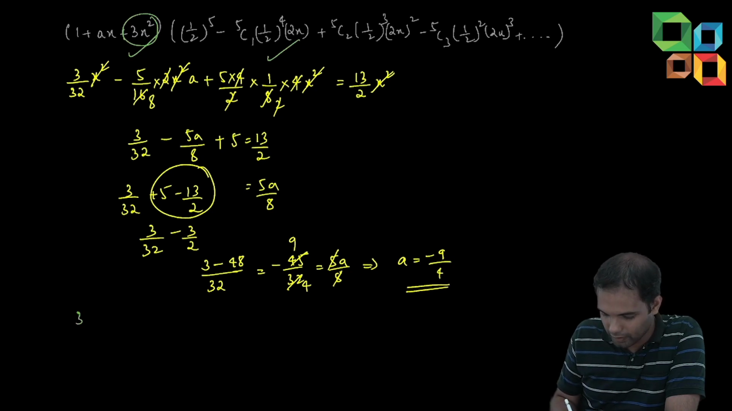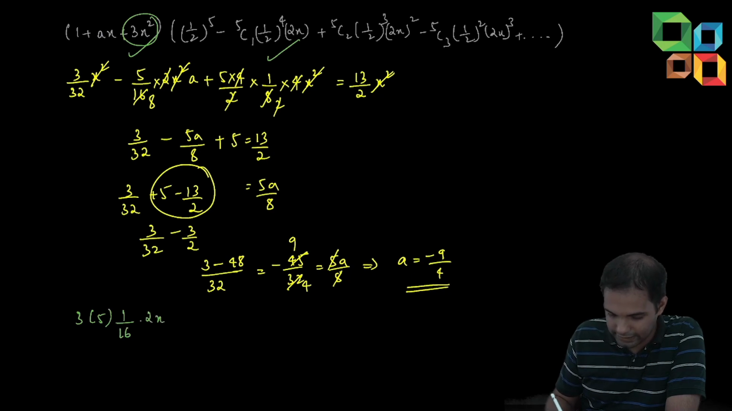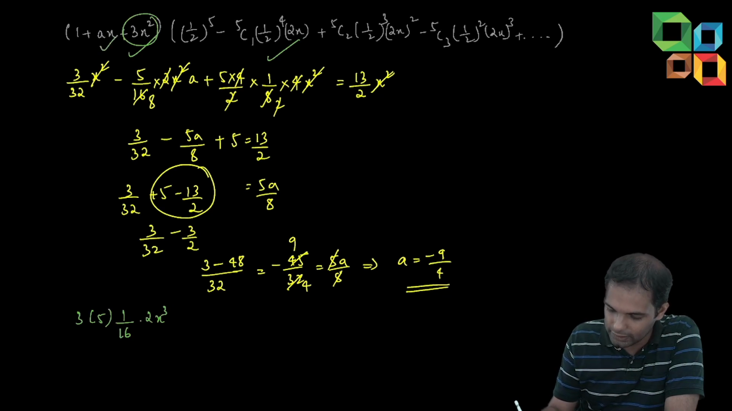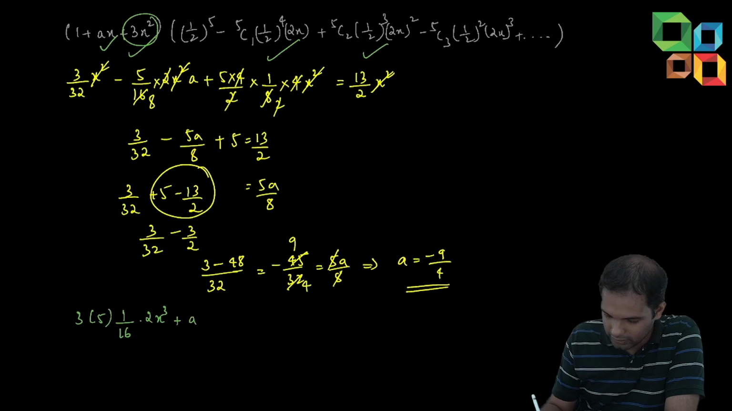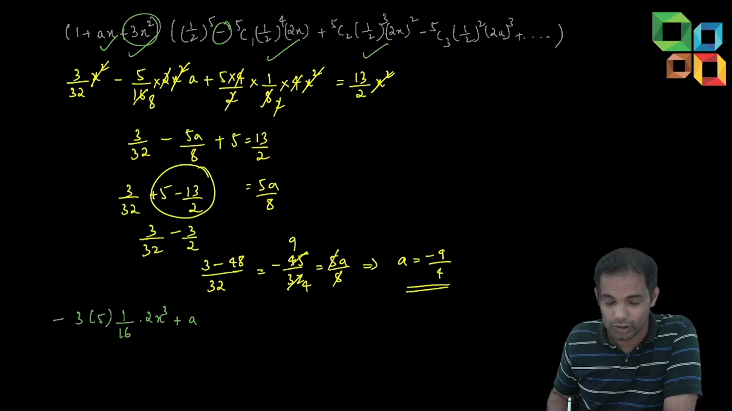3 into 5c1, which is 5, into half power 4, which is 1 by, say, 16, into 2x. Now, this is x here, and this is x square there, so total x cube. Anyway, we're figuring out x cube terms. Next is this x into x square term. So I'll get a. Let me write a first. One thing we forgot here, there's a negative sign, so this will be negative. Here both are positive, so no issues.